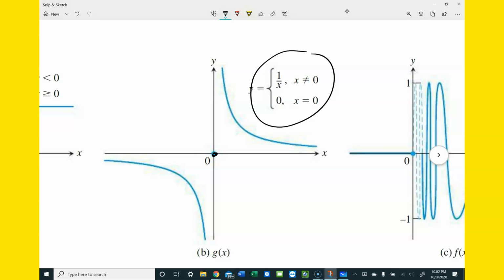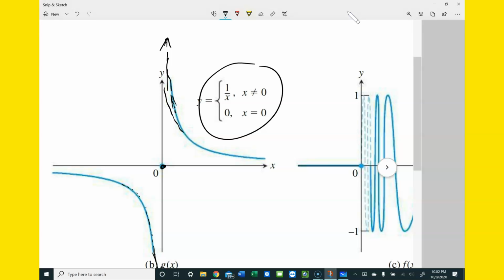x approaches 0 from the left, then we're kind of going this way. And it's just getting closer and closer, like basically it's going unbounded down to negative infinity. But if you approach 0 from the right, it's going unbounded up to positive infinity. So which one is it? Well, there's not a single value that the function approaches as x approaches 0. Therefore, it doesn't have a limit either. The limit does not exist.